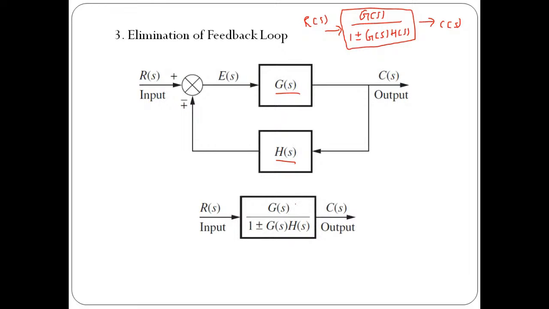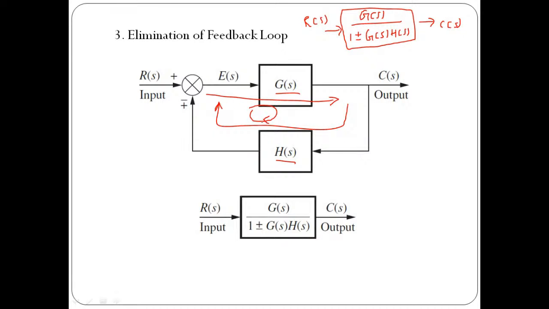Why we are getting this as an output, that is g of s upon 1 plus minus g of s into h of s. The thing is that you have to identify first, this is not the parallel configuration, this is a closed loop. Why? Because in forward path the flow of signal is from input to output, but in feedback the flow of signal is from output to input. So it is going to be a closed loop like this.